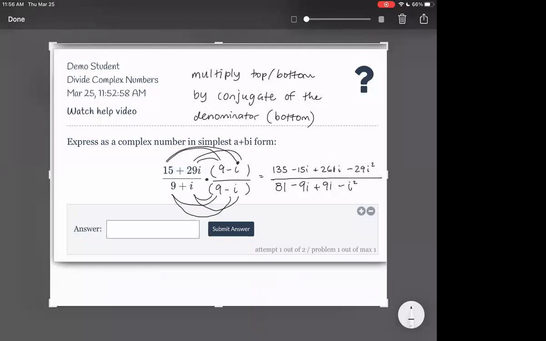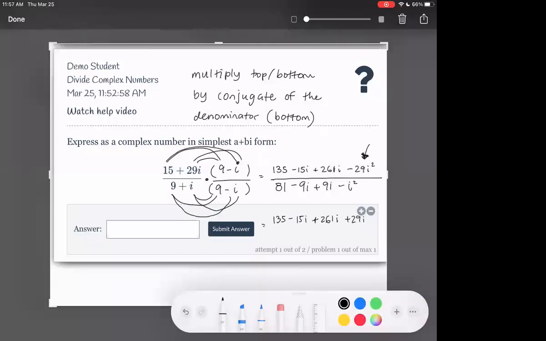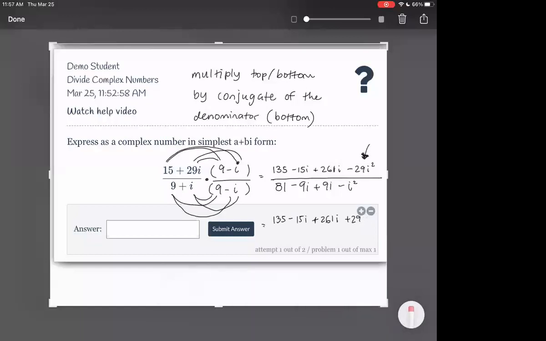Okay, let's simplify the top and bottom. Let's do the top first. So we have 135 minus 15i plus 261i. And then instead of a minus 29i squared, remember the i squared is just a negative 1. Since i squared is a negative 1, it changes the sign, so minus 29i squared becomes a plus 29. So that takes care of the i squared.